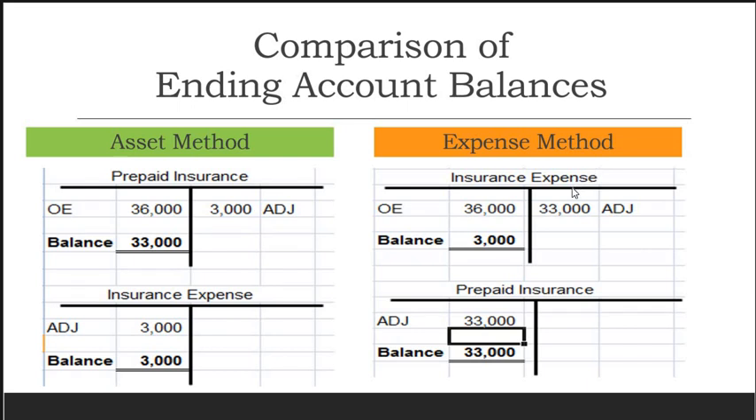Under the expense method, ganun din, when they originally record the transaction, nag-debit siya ng insurance expense and then nag-credit siya ng cash. So, nag-debit tayo ng 36,000 here. And then, ang adjusting entry, nag-debit tayo ng prepaid insurance and nag-credit tayo ng insurance expense na 33,000. So, that amount, again, is equivalent to 11 months, which is still unexpired.